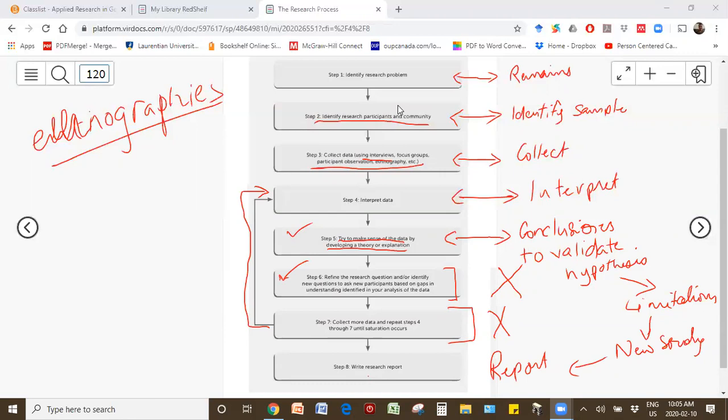And step 7 is important. Collect more data and repeat steps 4, 5, 6, and 7 until saturation occurs. So the term saturation, this is a little bit of review from research literacy. Anybody remember what saturation means in qualitative research?